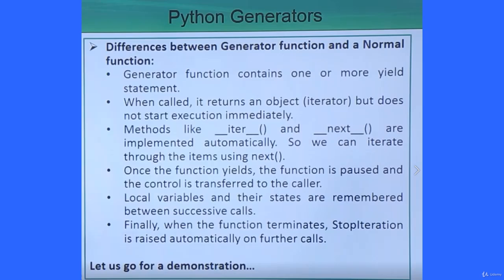So, we can iterate through the items using next. There is a __next__ method, and we can directly use this next method. Once the function yields, the function is paused and the control is transferred to the caller. Local variables and their states are remembered between successive calls. Finally, when the function terminates, StopIteration is raised automatically on further calling. In the case of generators, we have one very special statement, the yield statement, which will accumulate all the values obtained from these iterations.